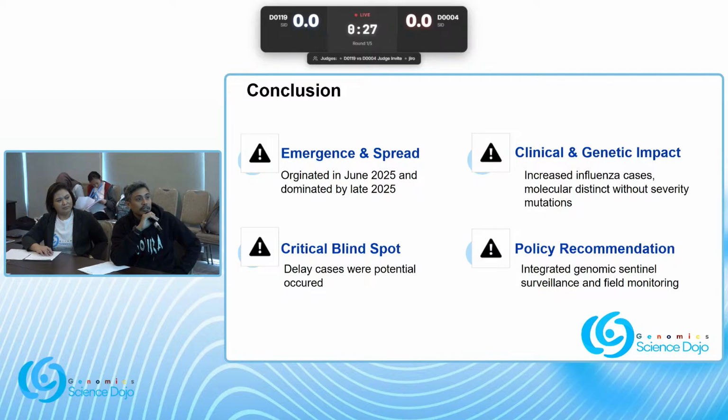For the conclusion, this study can be really important for policy recommendations to integrate genomic sentinel surveillance and also field monitoring. I think that's all from me.